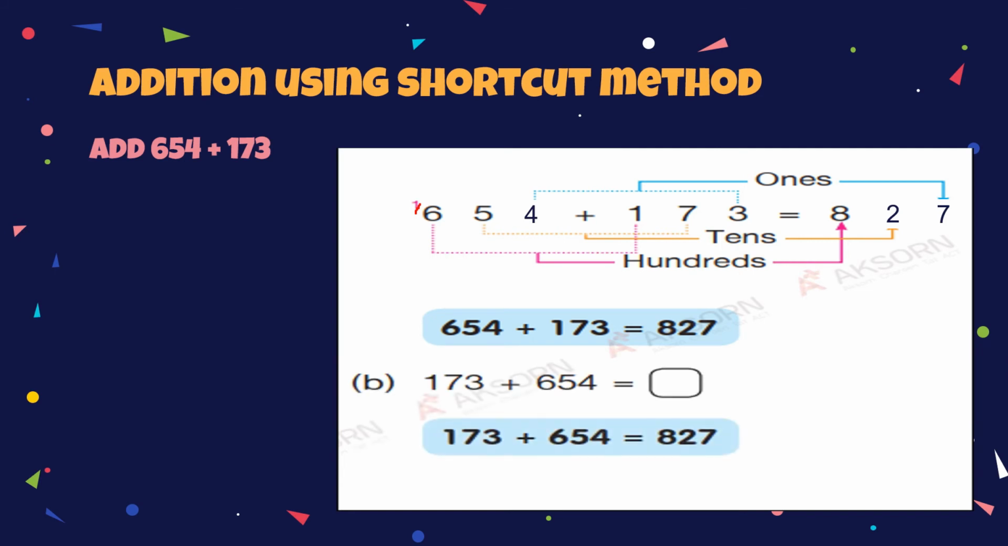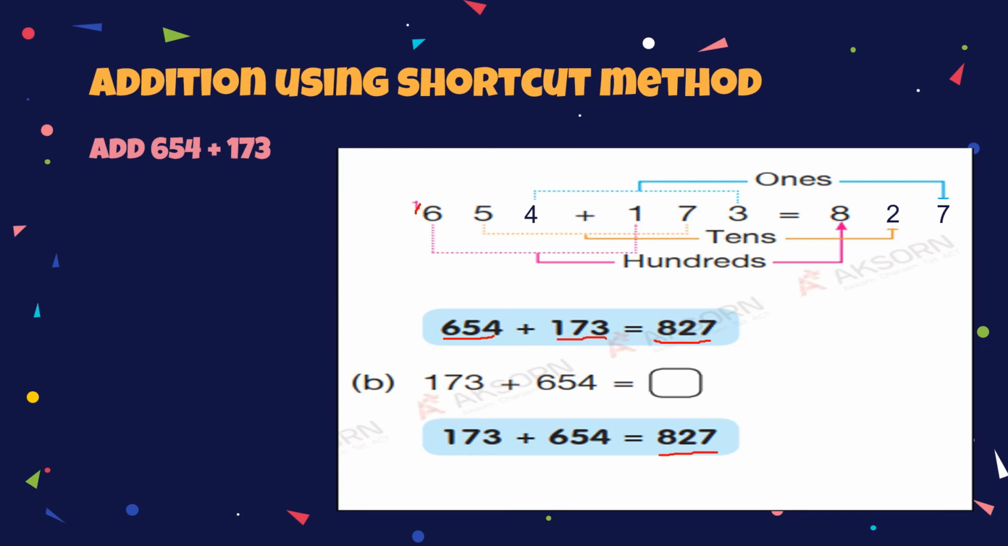If we add 173 plus 654, we call this commutative property. So it is also the same sum, or the same total. 654 plus 173 is the same with 173 and 654. So they have the same total.